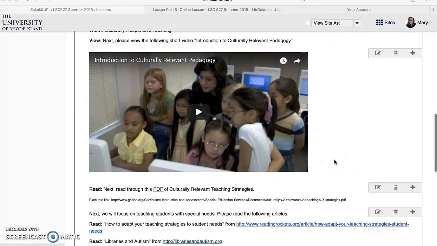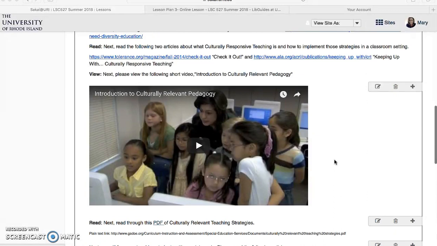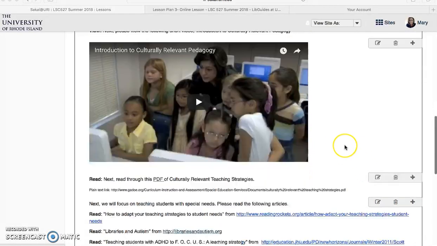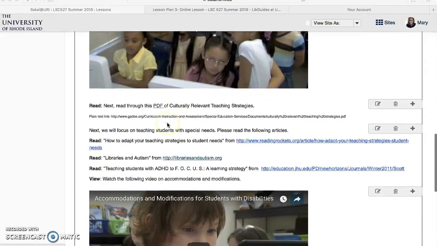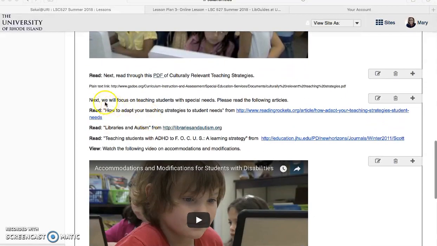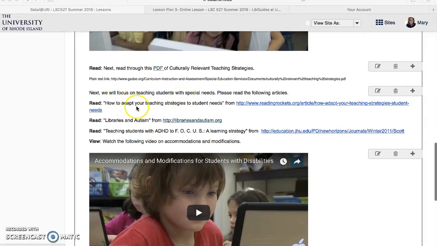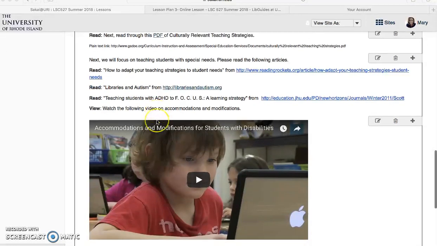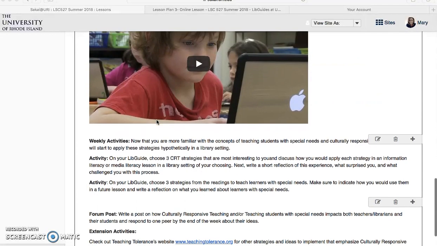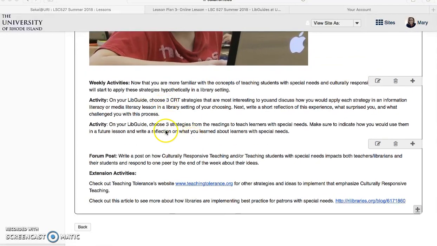And it's by combining reading, text, and viewing video, they're kind of appealing to different learning preferences, which is a good idea. They have some more readings. They turn to the second subtopic, teaching students with special needs. And there's a bunch of readings and again a video, and then they have some weekly activities.